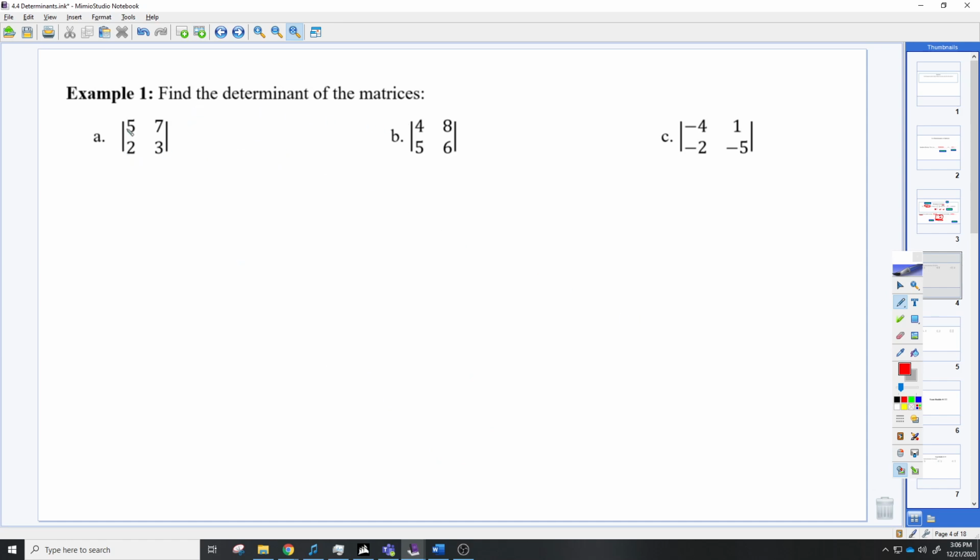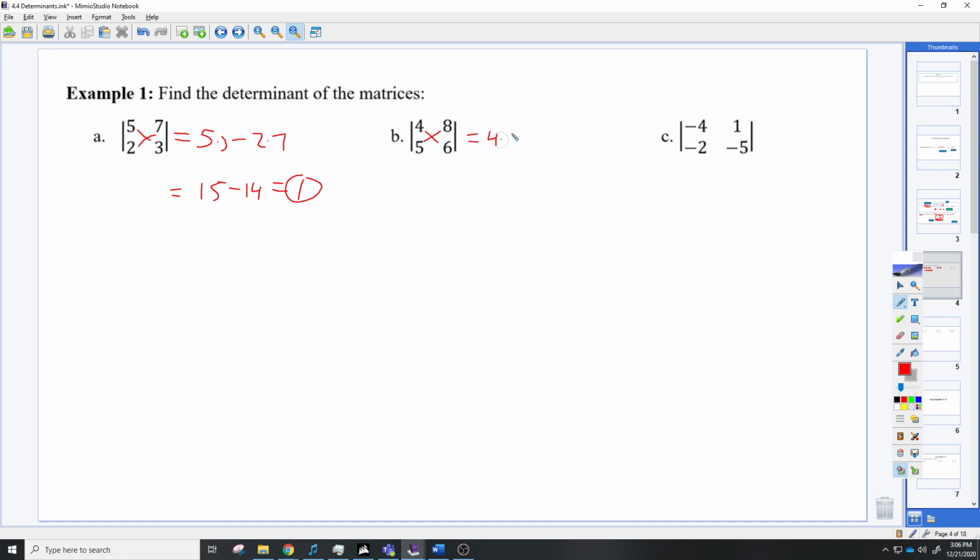Find the determinants. So they already have the vertical bars next to them. So it says find the determinant. This is the determinant. We're going to do 5 times 3 minus 2 times 7. Remember, multiply first, then we can subtract. 15 minus 14 equals 1. So that is the determinant of that matrix. That's it. And we're not really going to apply what that means in this lesson. We're just going to cut it nice and short and easy. Just find determinants.